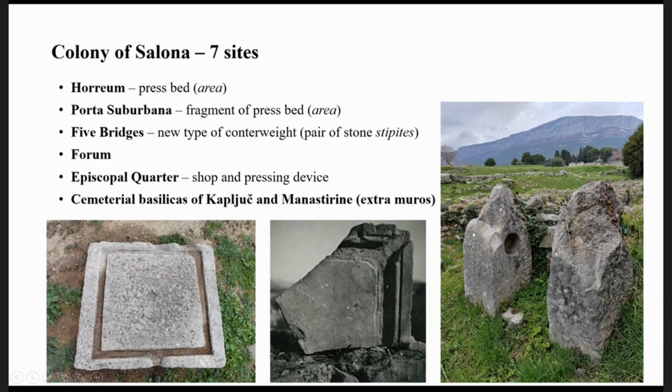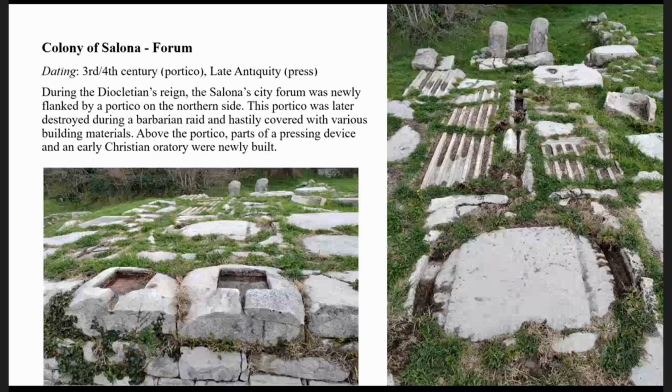And on the right side, here is again the typical new counterweight pair of stone stipites on the site of 5 bridges. Those 3 sites cannot be directly linked with the early Christian church. However, the other sites can be linked with the church itself.